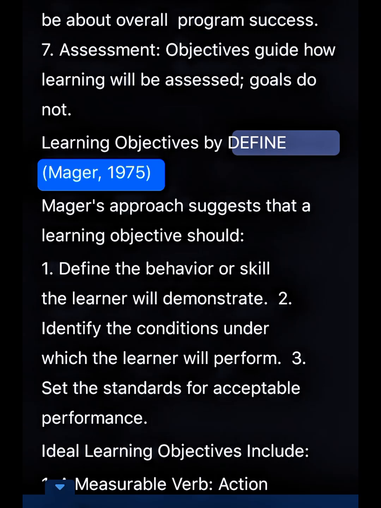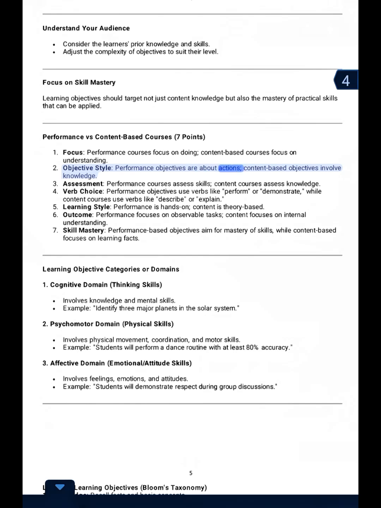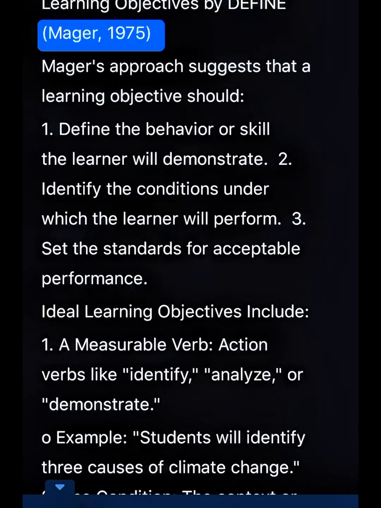Performance versus content-based courses, 7 points. 1. Focus. Performance courses focus on doing. Content-based courses focus on understanding. 2. Objective style. Performance objectives are about actions. Content-based objectives involve knowledge.